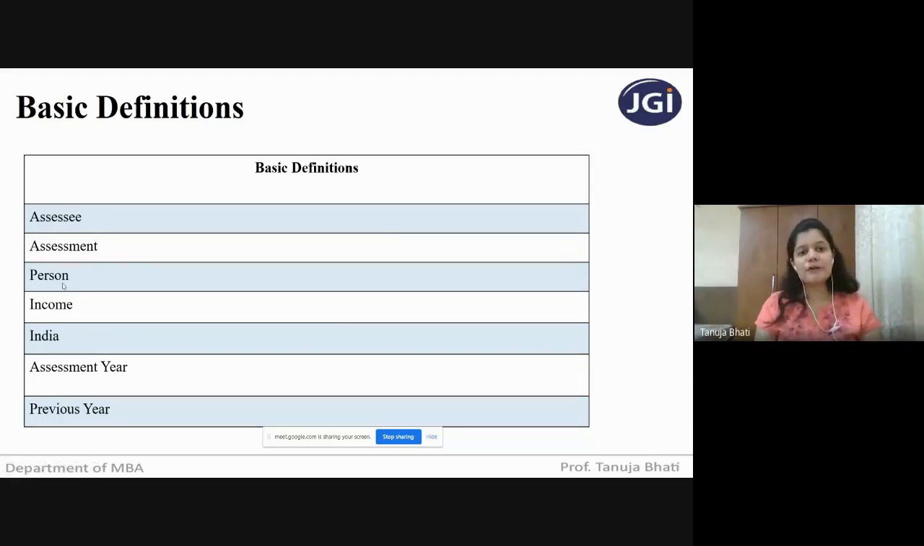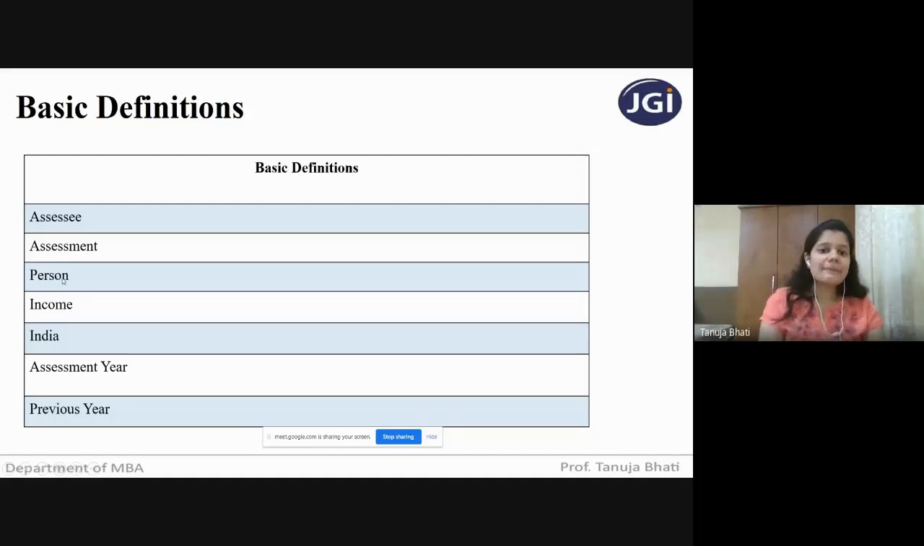Next I said is HUF. What is the meaning of HUF? HUF is nothing but Hindu Undivided Family. That is where the persons of the same family run a business under the Hindu Undivided Family Act. So if a Hindu Undivided Family is running a business, that also is a person, it is also called an SSC, and it is liable for assessment.